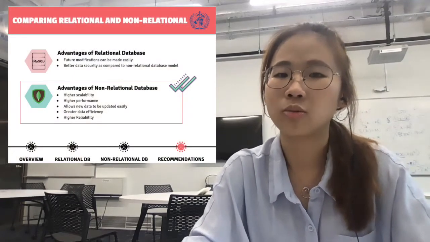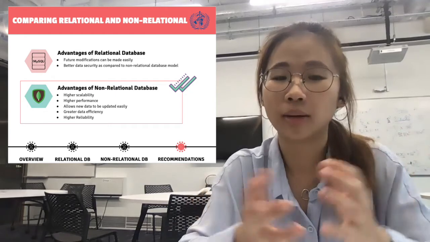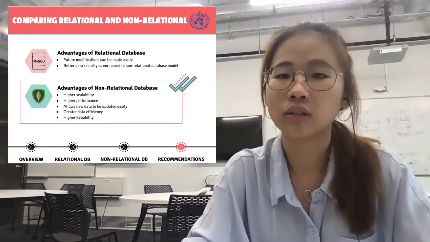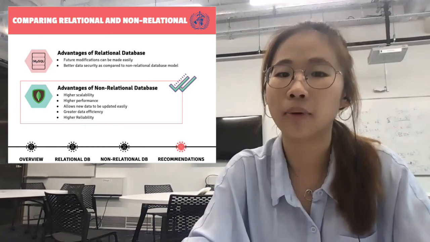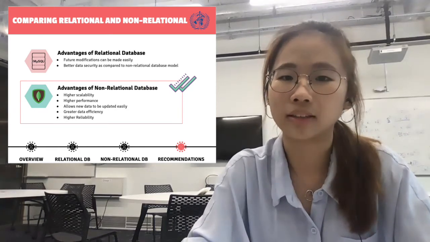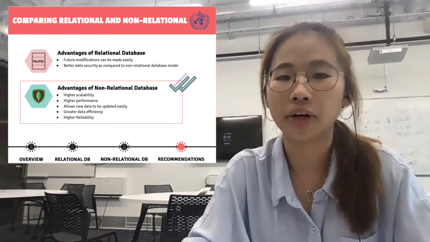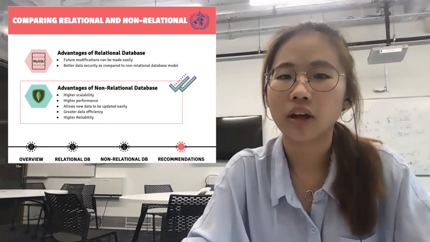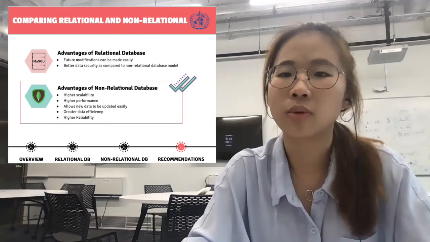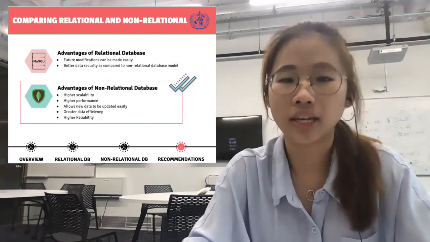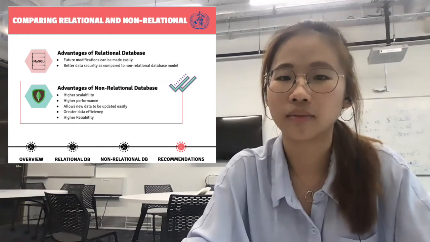Next, we'll be moving on to look at the comparisons between relational and non-relational database models. A relational database such as MySQL stores and provides access to data points that are related to one another, establishing relationships between tables through primary and foreign keys. Future modifications can hence be made easily, since records are held in separate tables according to their categories.